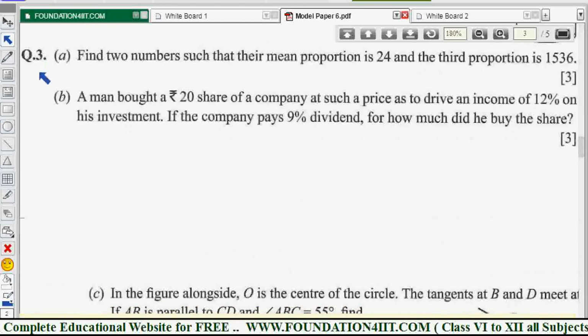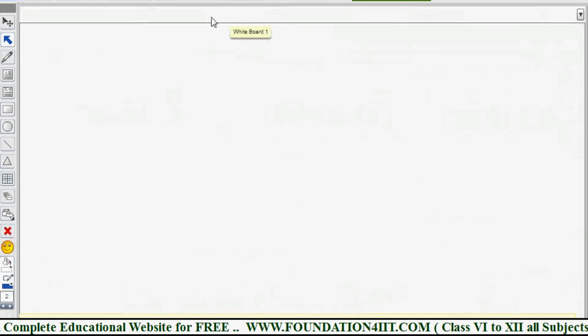So question number 3 from this paper, let us see now. First one, find two numbers such that their mean proportion is 24 and third proportion is 1536. Mean proportion is 24 for those two numbers. Let us take these two numbers to be x and y and we'll solve the problem.